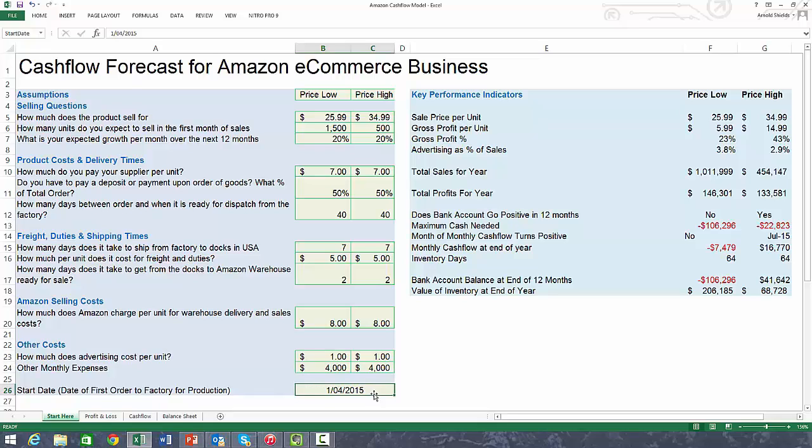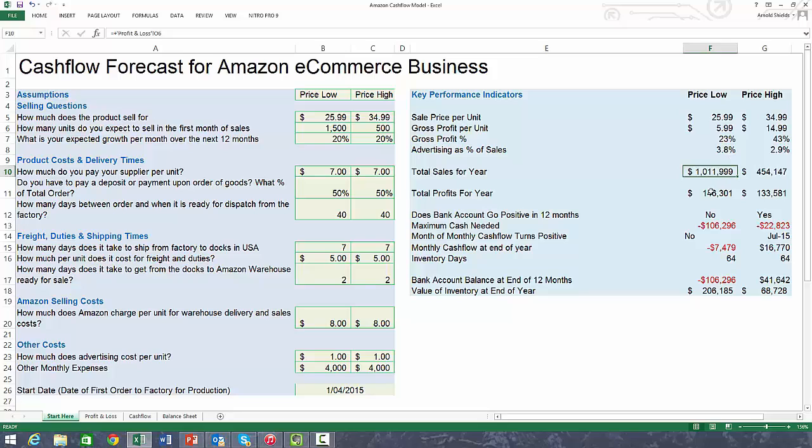You can change this date to any date you like, but start at the beginning of the month. So if you happen to be in July, then we can start from July. Let's see where these assumptions with the low price end up. We've got a gross profit rate of 23% and advertising costs of 3.8%. Just as a point of note, if it's below 30%, you're going to have problems in terms of your cash flow. We've got total sales for the year of $1 million.